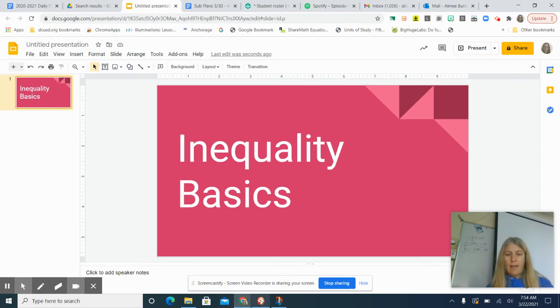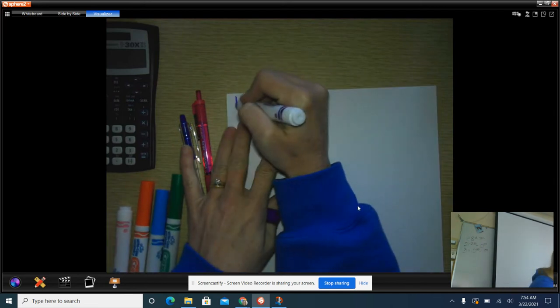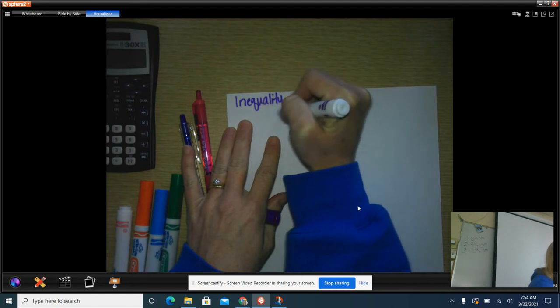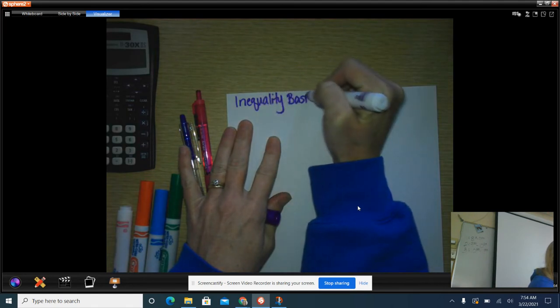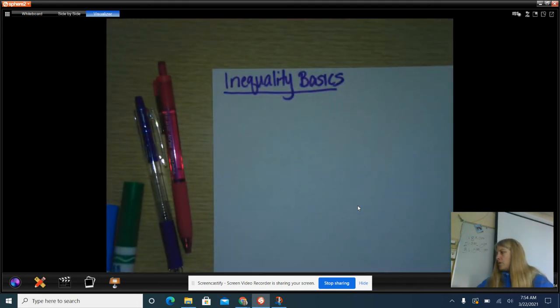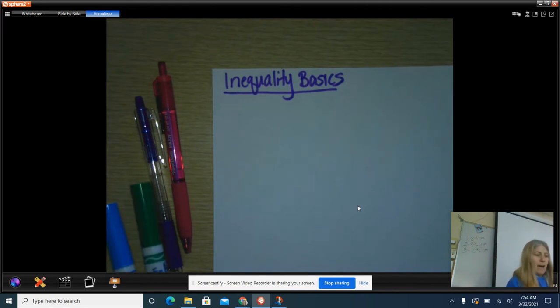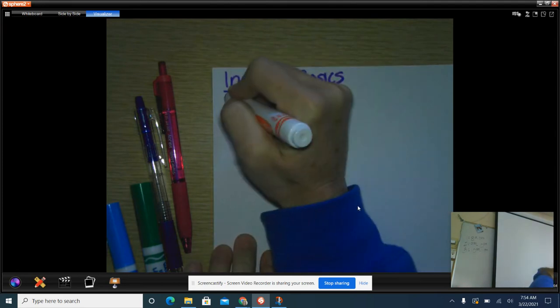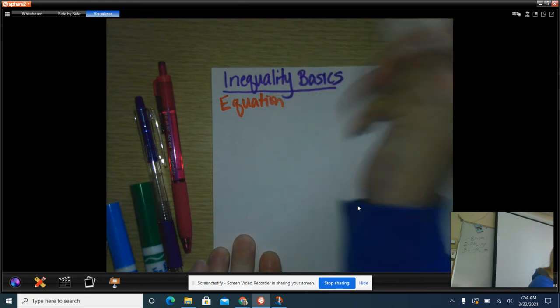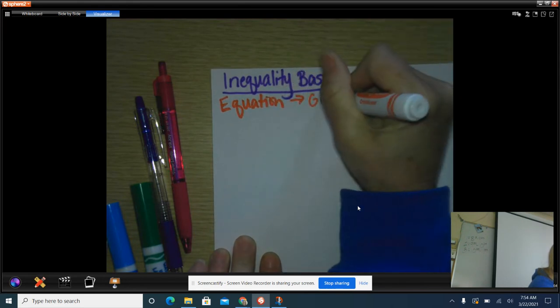So let's go ahead and start our notes. Okay, so like I said, today we are working on inequality basics. And just kind of a little refresher here. The very first part that we're going to look at is if we have an equation and we want to turn it into an inequality graph.